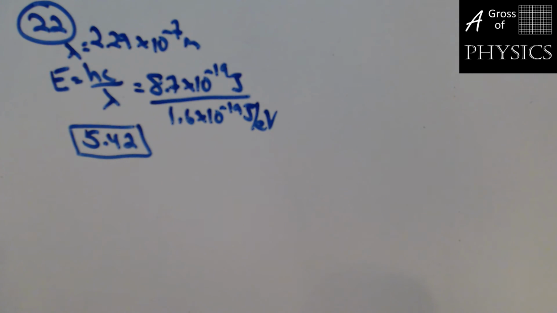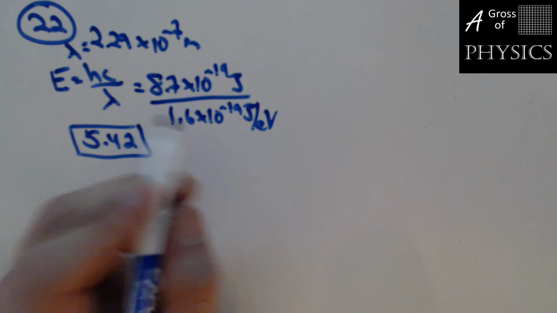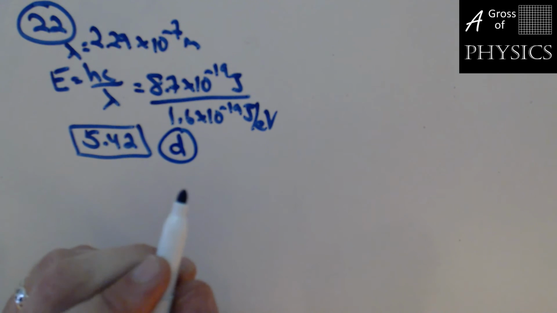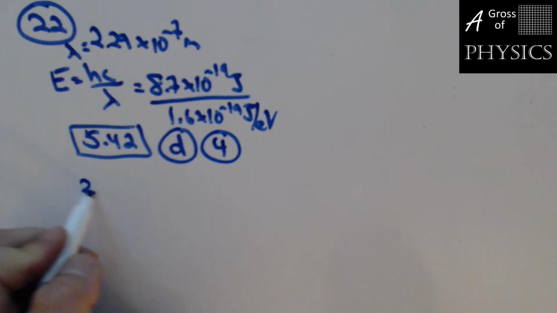10.38 minus 4.95 is 5.43. That's got to be the one. Although it's not exact, that's the closest answer, 5.43 to 5.42. So I'm looking at the D level, and that is choice 4. All right, 23.